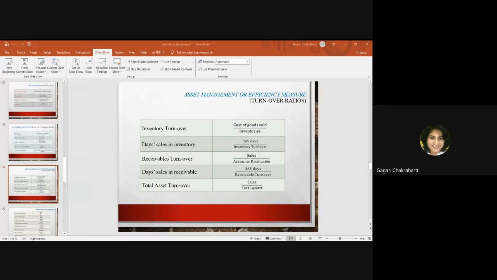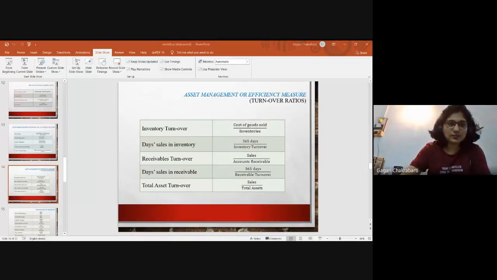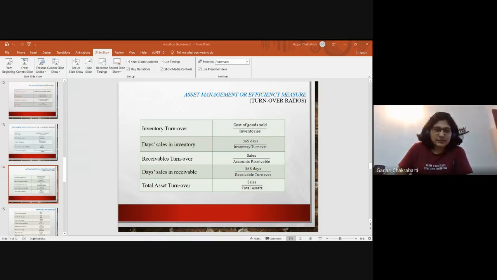Okay, so Parthasarathi, does that clarify? Okay. So any other question then? So any other question, any other clarification?